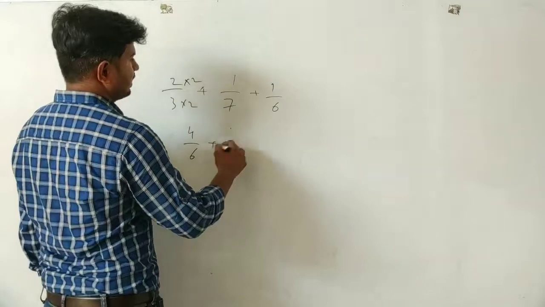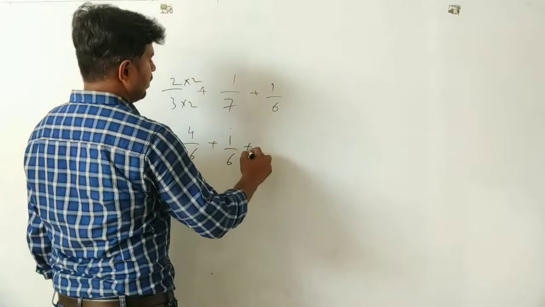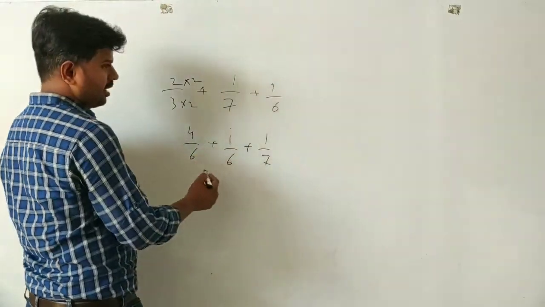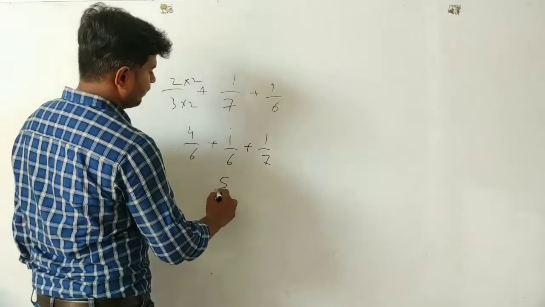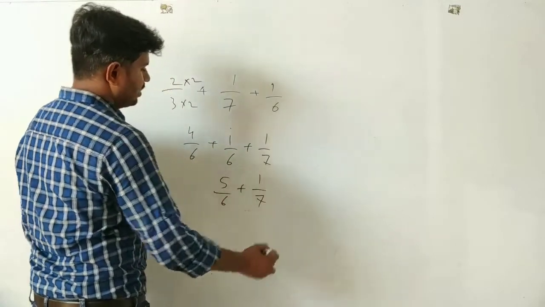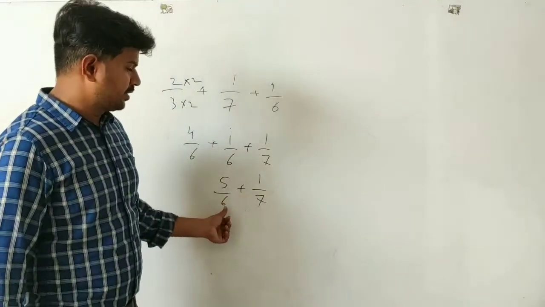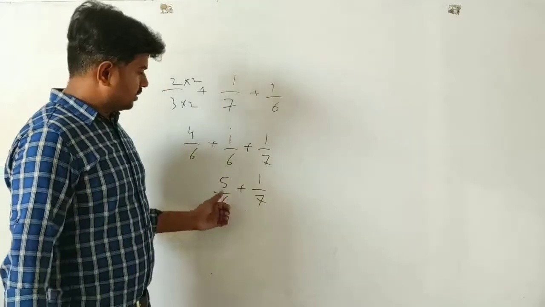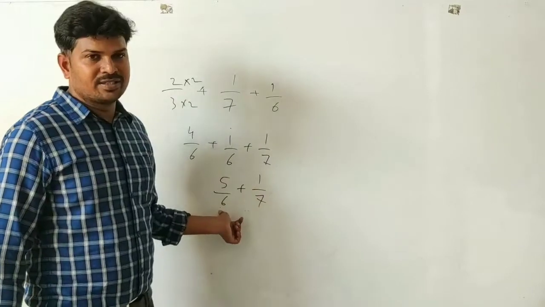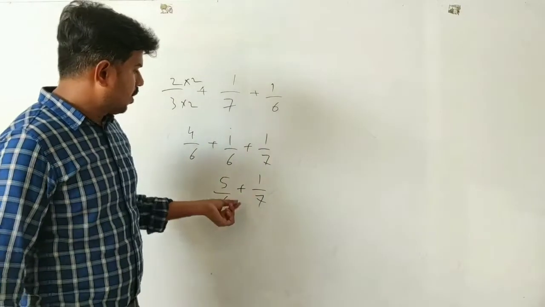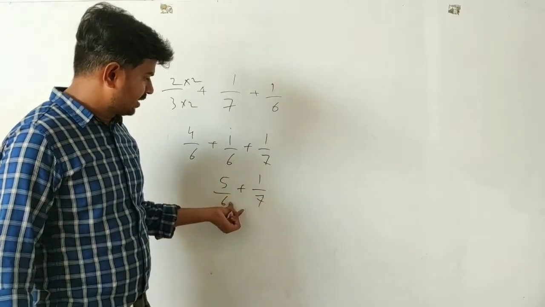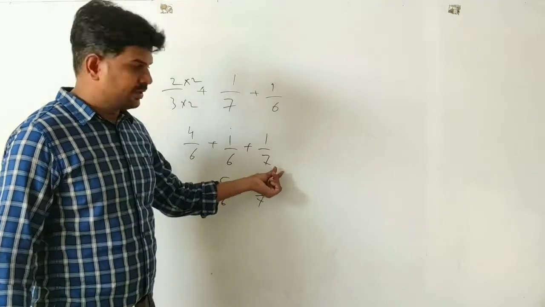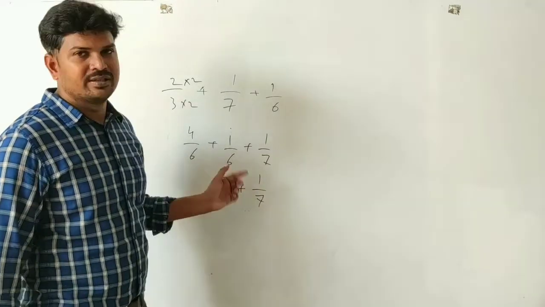4 by 6 plus, write this term here, 1 by 7. As the denominators are the same, now we can add the numerators, which gives 5 by 6 plus 1 by 7. Now in order to add these two fractions, the denominators must be the same. Here we have 6, here we have 7. The normal procedure is taking the LCM of 6 and 7. Instead of that, whatever is here, you multiply here. Whatever is here, you multiply here, and divide and multiply. Then you will get the answer.